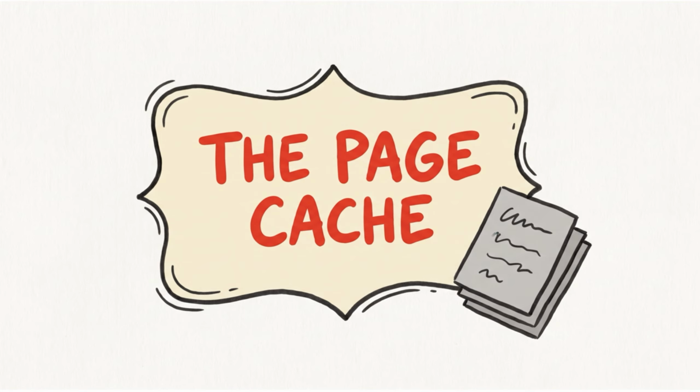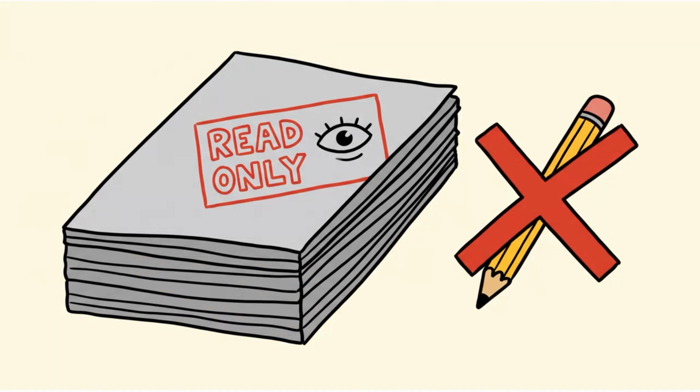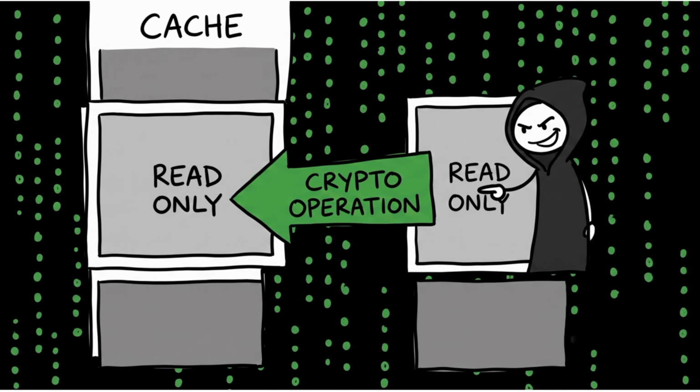It wasn't. To understand why, you need one more idea: the page cache. When your system reads a file, it keeps a copy of that file in memory, so it doesn't have to read from the slow disk every time. That copy is the page cache. It's a stack of pages, like sheets of paper, holding the contents of files you've recently touched. Including files you're only allowed to read, never change.